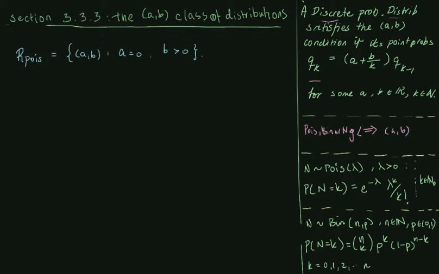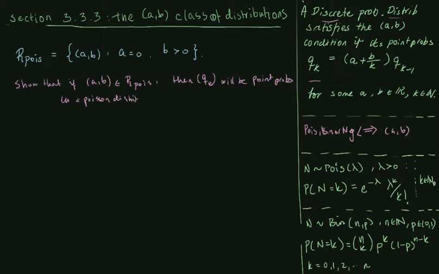Okay, now to part C, part 1, showing that if I have a tuple (a, b) inside this region, then qk will be the point probabilities in a Poisson distribution. And actually, we also want to find out specifically which parameters that Poisson distribution will have.